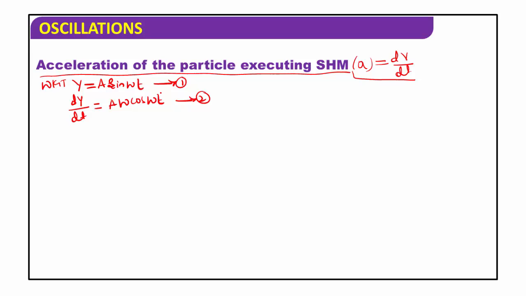dy divided by dt: the differentiation of sin x with respect to x is cos x. Here dy by dt is equal to a omega into cos omega t. This is equation number 2, and this is the velocity of the particle executing simple harmonic motion. Then we need the acceleration of the particle.